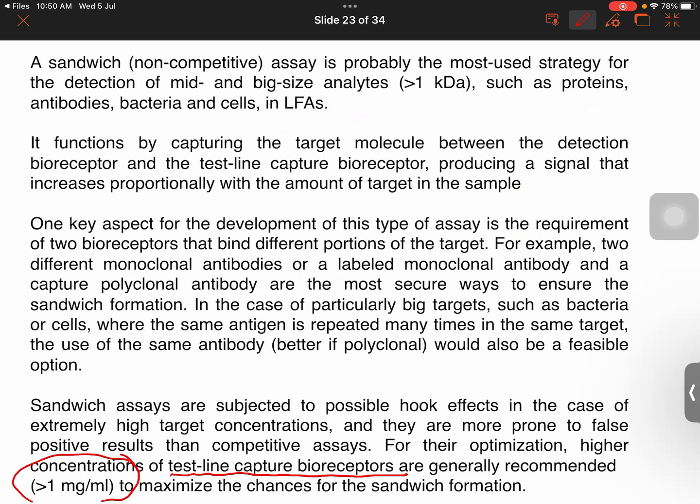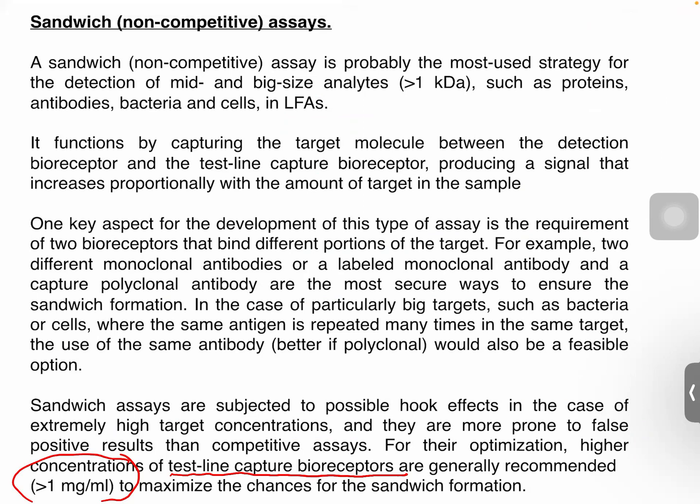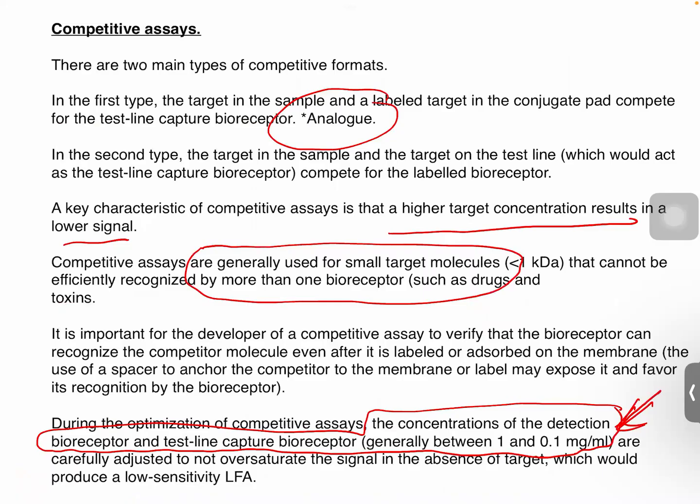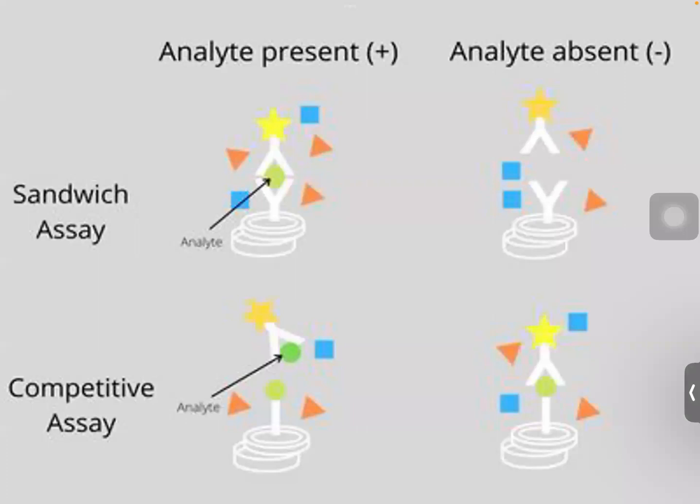Okay, so this is the sandwich assay and it is suitable for big size analytes: proteins, antibodies, bacteria, cells. Whereas the competitive assay is for small molecules. So this is a comparison between sandwich assay and competitive assay.